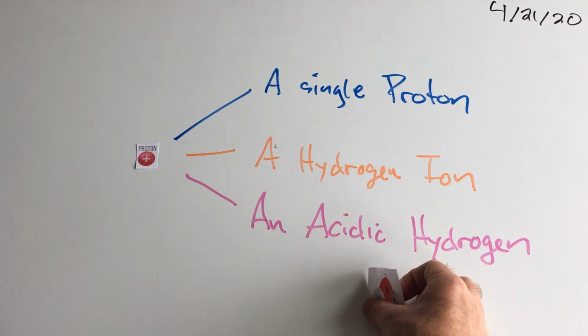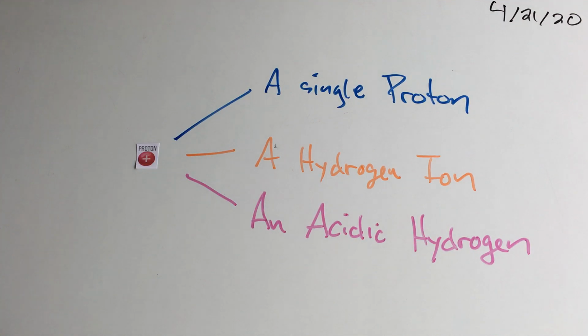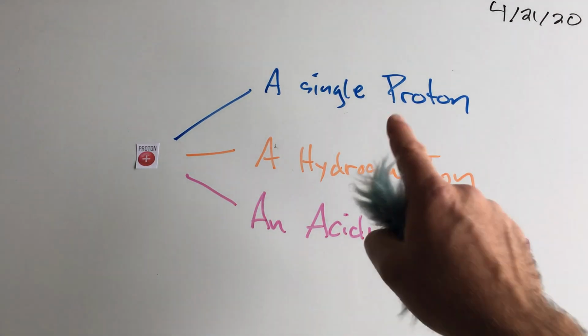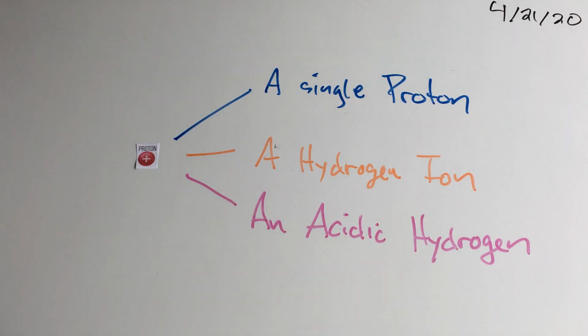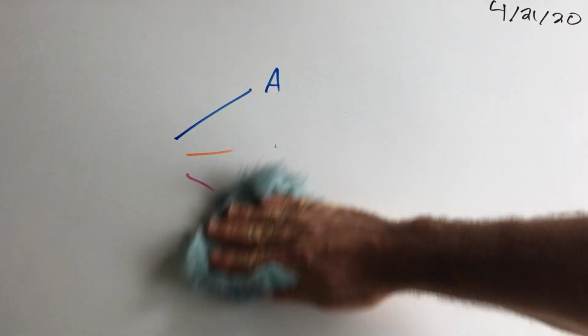And let's figure out this last one. The last thing we want to talk about is why it's considered an acidic hydrogen. Okay, so hopefully you understand that it's a single proton because, well, that's exactly what it is. Hopefully you get it's a hydrogen ion because it's a hydrogen atom without an electron, so it has a positive charge. And now let's just nail down why it's an acidic hydrogen, because it sticks to water.